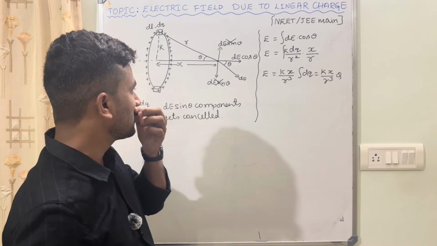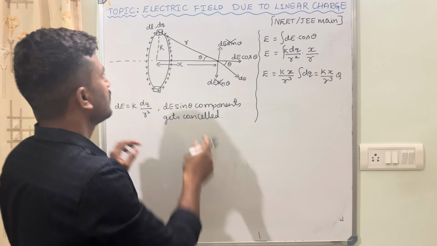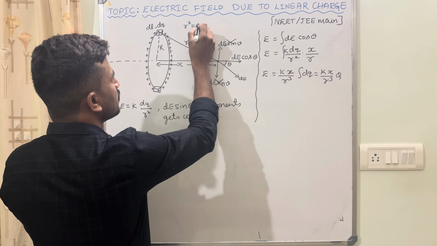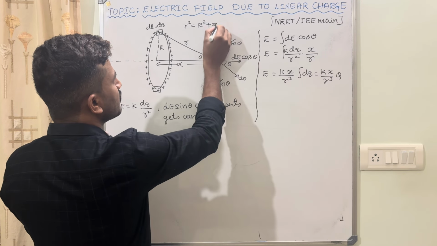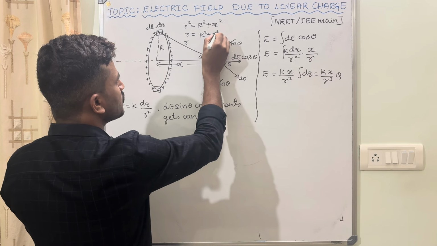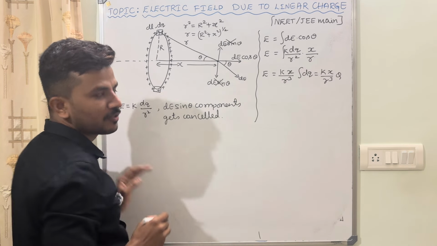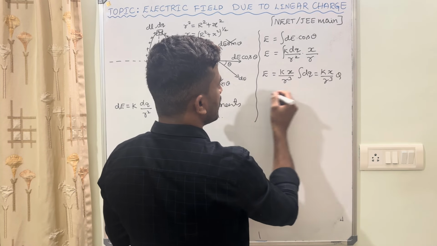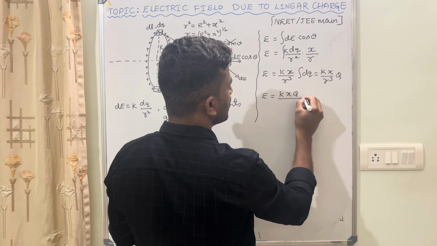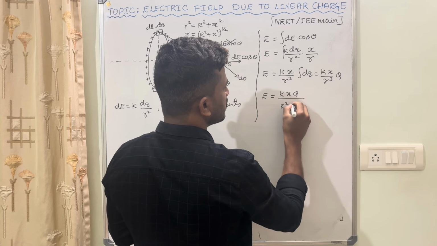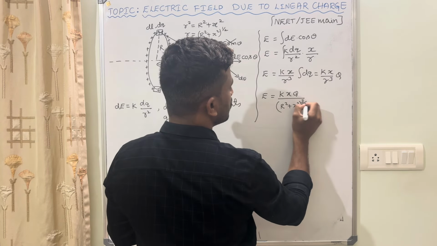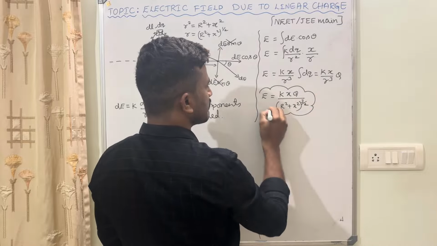Okay. Now, sir, what is r cube here? What is r here? By using Pythagoras theorem, r square can be written as opposite square plus adjacent square, correct? This is R square. So r is equal to under the root of R square plus x square. Root can be written as power 1 by 2. So if I substitute that, E is equal to kQx divided by (R square plus x square) whole power 3 by 2. Here 3 is there, here 2 is there, so 3 by 2. This will be your answer.